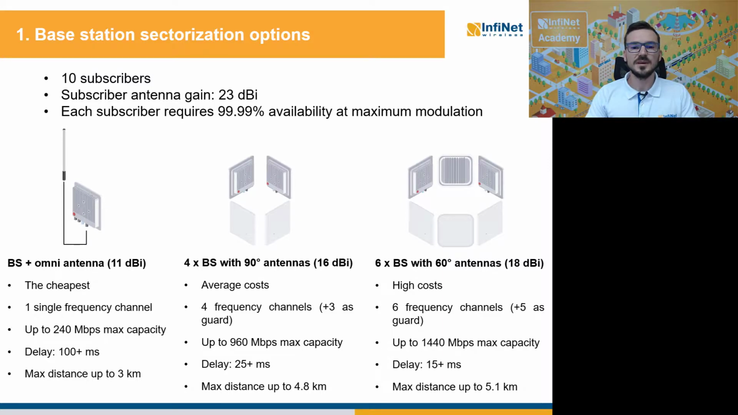However, there is a key benefit here, and that is the capacity, which increases to almost 1.5 gigabits per second. But in return, you will need 6 different frequencies plus 5 channels as guard. Additionally, there is the 3-sector option as well, but it is rarely used, and in that case you cannot implement frequency reuse because all sectors are adjacent, so we decided not to include it in this presentation.